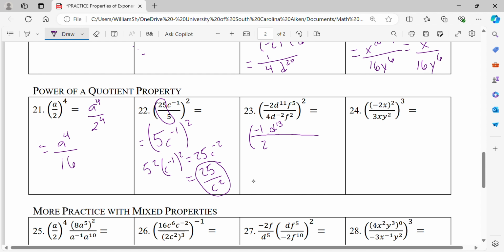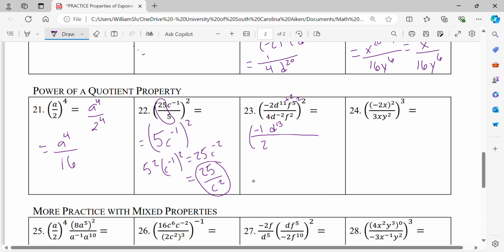But like I said, once we've reviewed some of these properties, I expect you to review them on your own and practice with them on your own, so that as we go forward, I can actually implement those without having to do so many steps. Now, same thing with the f. Okay, I have f to the 5th over f squared.